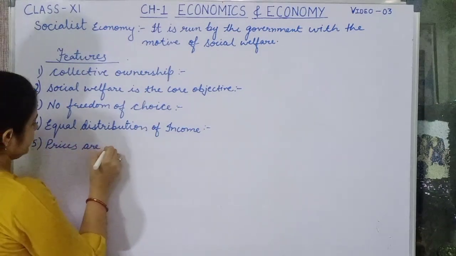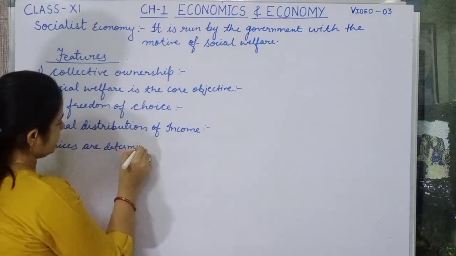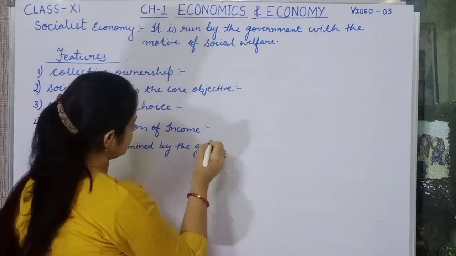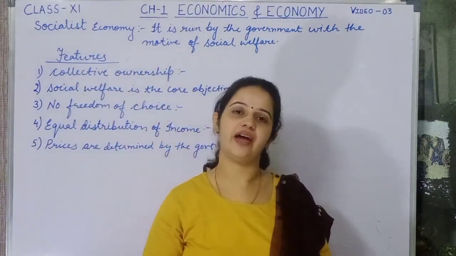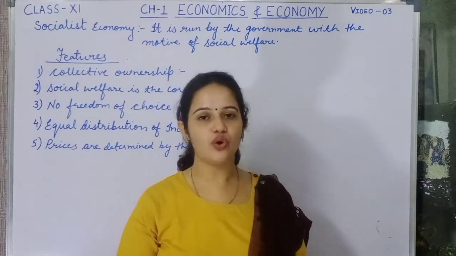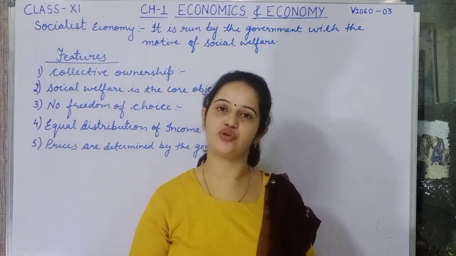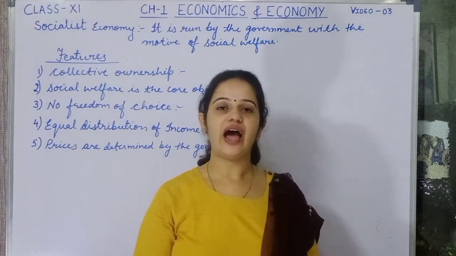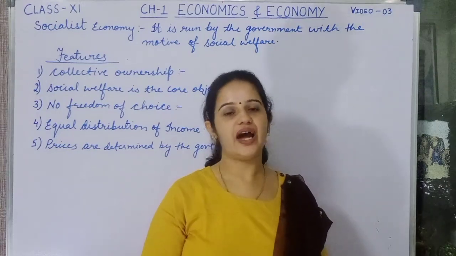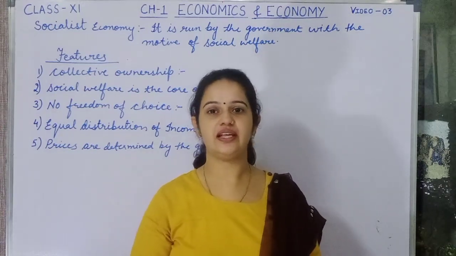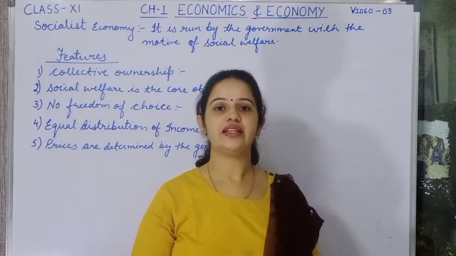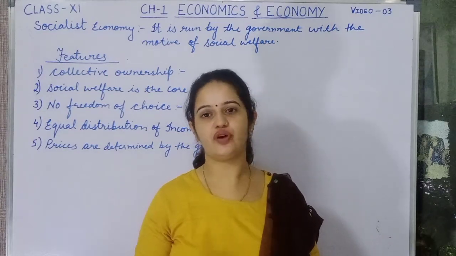And the last feature we talk about is that prices are determined by the government only. Under socialism, only the government is authorized to determine the prices of goods and services. Here, administrative prices are taken into consideration by the government and these prices benefit the poor section of society because subsidized prices are charged from them.